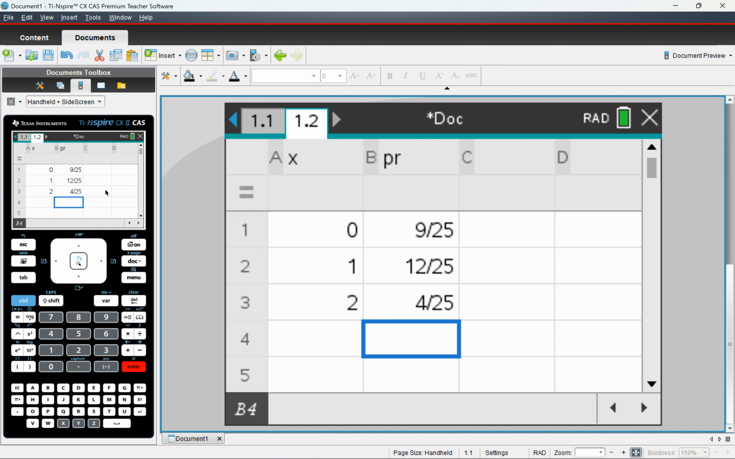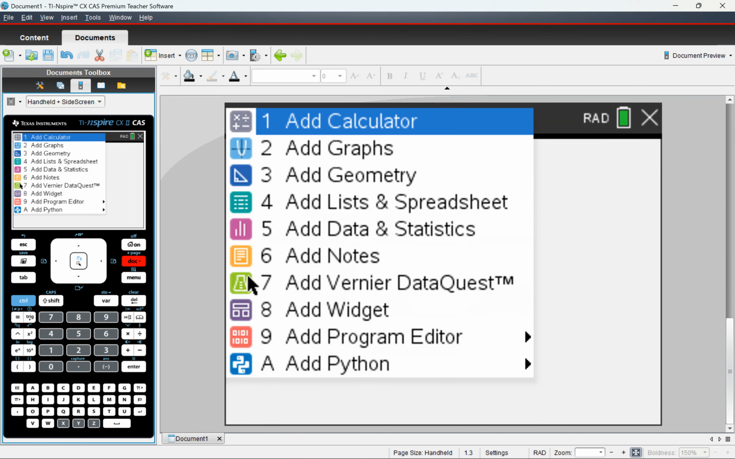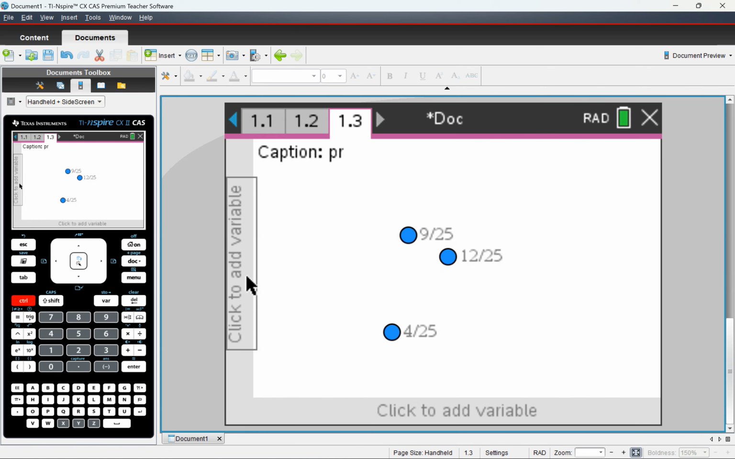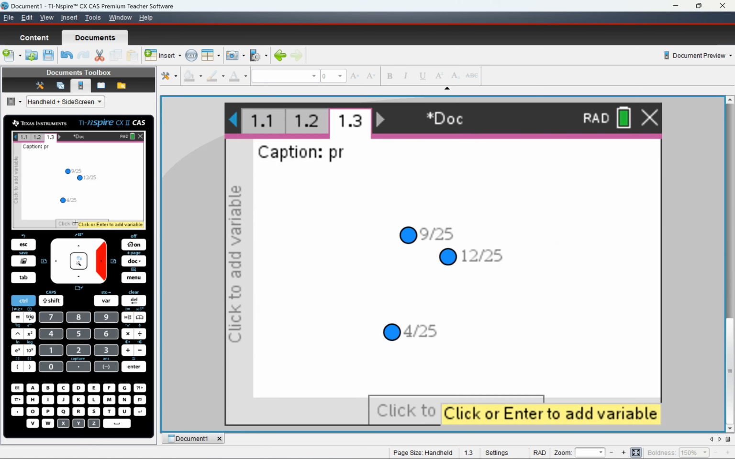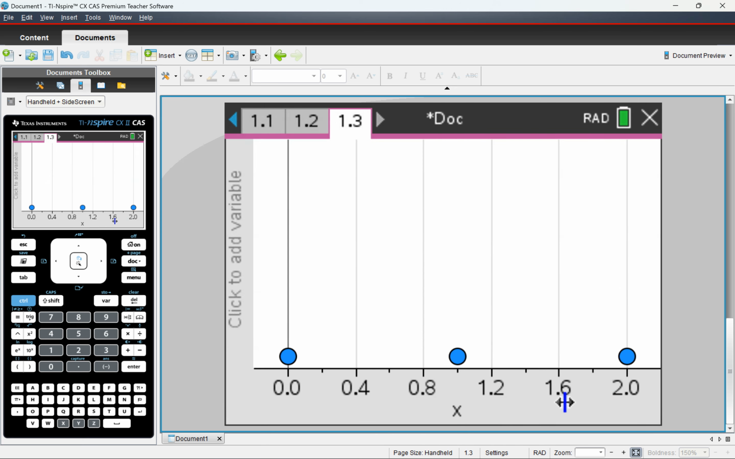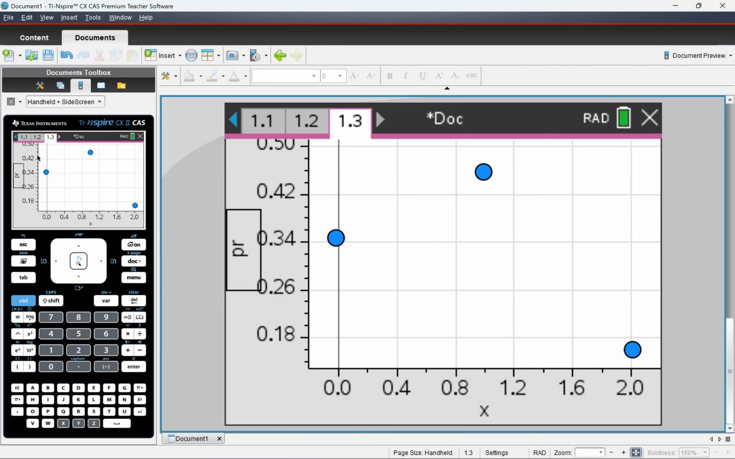To then visualize this, you add on a page, Control Doc, and add on data and statistics. So you can go back and forth, yeah, like that. Remember, the x-axis is meant to represent the random variable. Well, in this case, it's discrete. So random variable x, so that's my x-axis there. And my y-axis is meant to represent PR, which I labeled before, the probability. And there's my distribution. Obviously, the more data you have, the better distribution you can see.